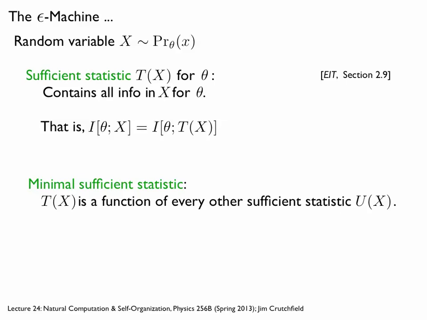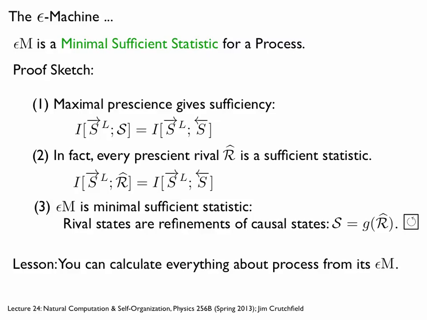And then the notion of a minimal sufficient statistic, not so much talking about size, like we were just talking about, but the idea is that this sufficient statistic is minimal if it is a function of every other statistic you could calculate. So the punchline here is that the epsilon machine is a minimal sufficient statistic for a process. In other words, we can calculate anything we want. So the sketch here is that, well, first of all, the maximal prescience gives sufficiency.